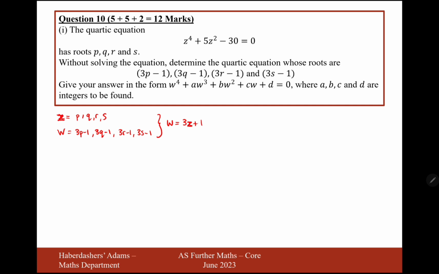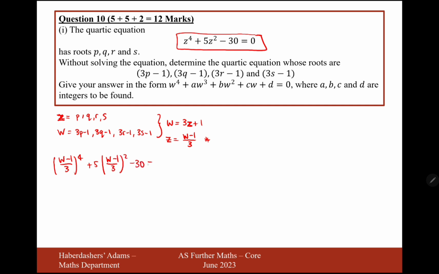So z's. Now, I know what the z equation is, so what I'm going to do is rearrange this little equation here. So it's z equals w plus 1 divided by 3, and then I'm going to take this equation and substitute in this little formula here. So it's going to be w minus 1 over 3 to the power of 4, add 5 lots of w minus 1 over 3 squared minus 30 equals 0. And the objective now is just to rearrange this into this form here.